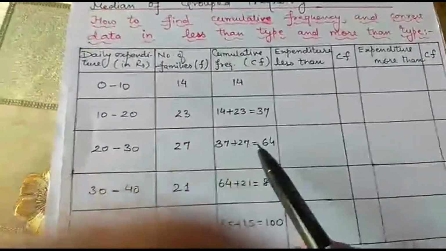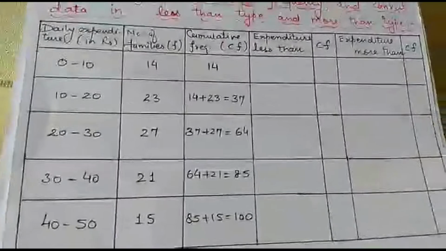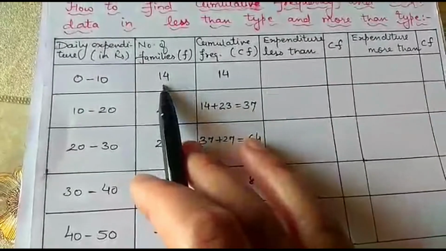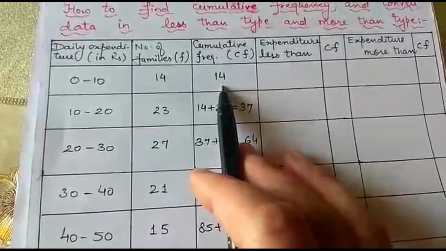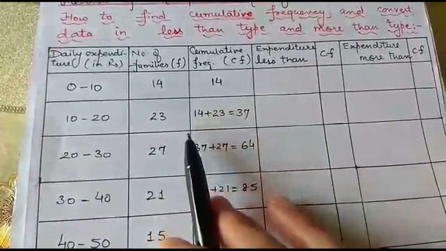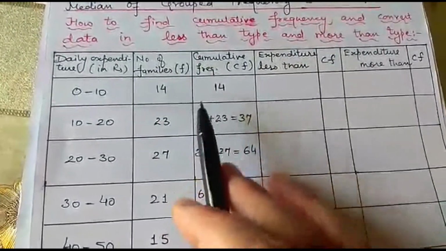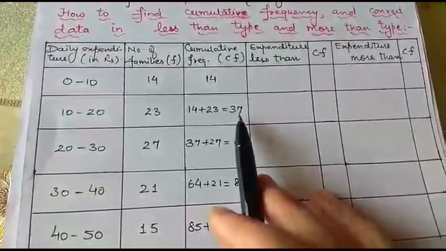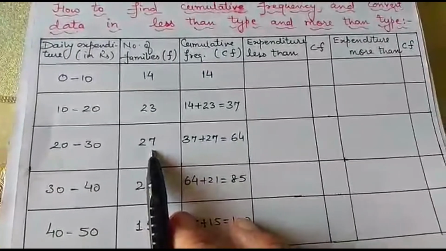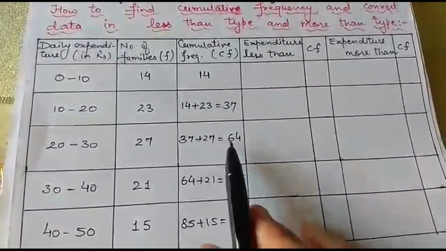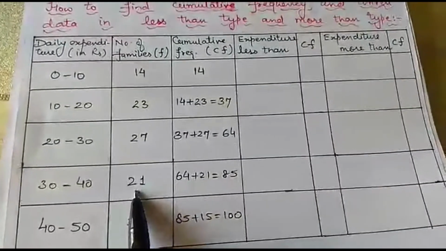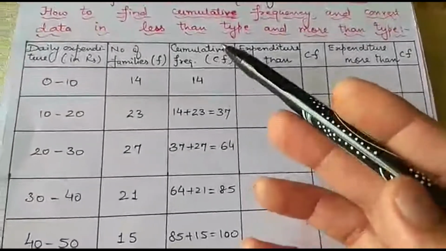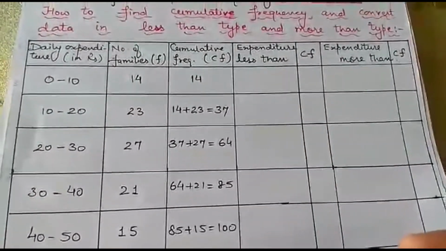Then the first thing is we are going to find the cumulative frequency. How do we find cumulative frequency? The first frequency will be written as it is, 14. Then we will gradually keep on adding all the frequencies. 14 plus the next frequency 23 is 37. 37 plus the next frequency 27 equals 64. 64 plus 21 is 85. 85 plus 15 equals 100. So in this way we will get all the cumulative frequencies.